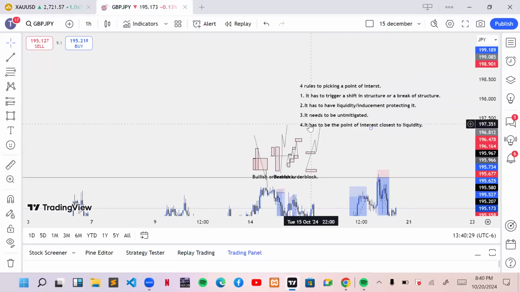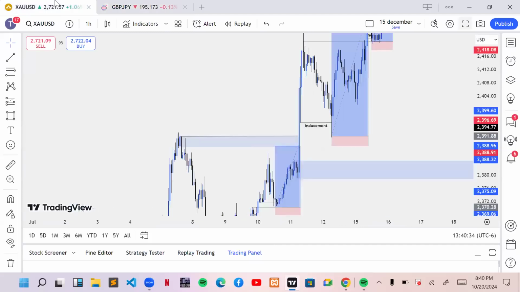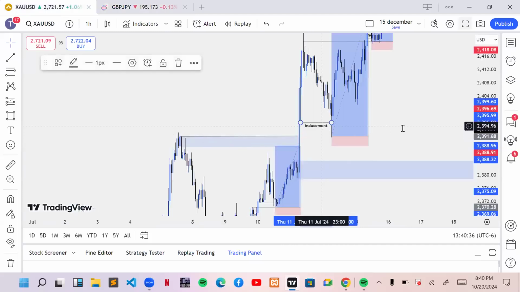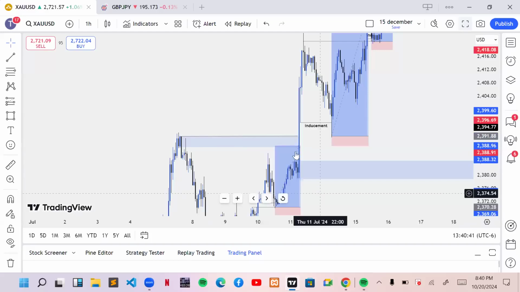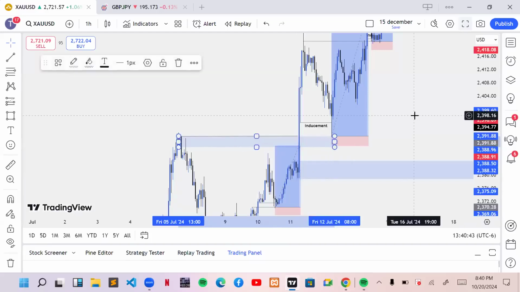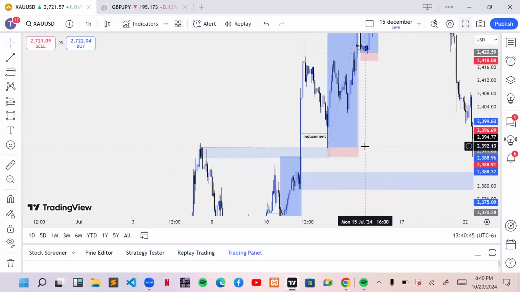But now the fourth rule says it has to be the point of interest closest to liquidity. Where is our liquidity? This inducement. Now between these two points of interest, the breaker block and the order block, which one is closest to liquidity? It is the breaker block. So that was why I took my entry off of this breaker block.